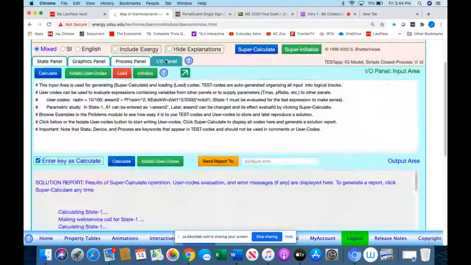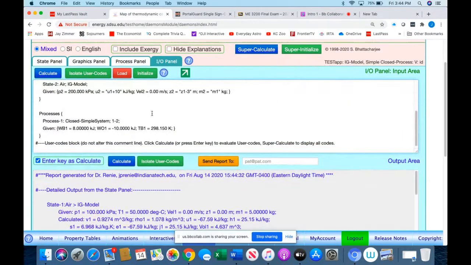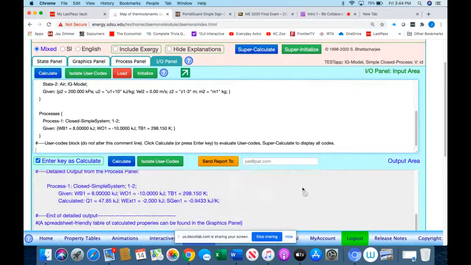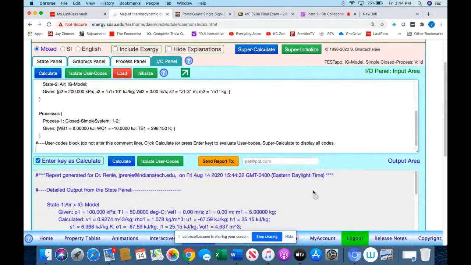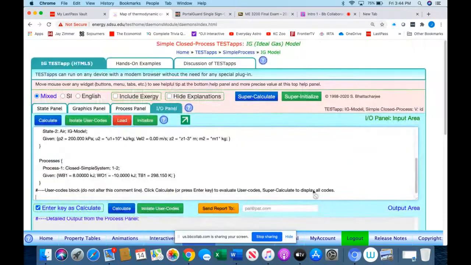If we wanted to print out the information, we could then go to the I/O panel, do super calculate, and we have all of our input as long as what we put in for the process. And then we also have our time and date stamped output that we could print and solve for. Okay, that finishes that particular problem.